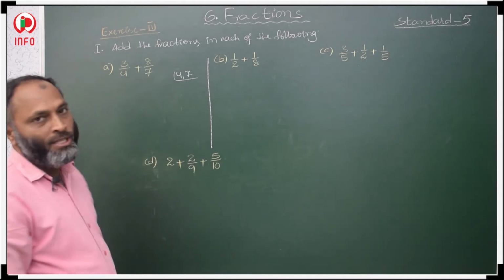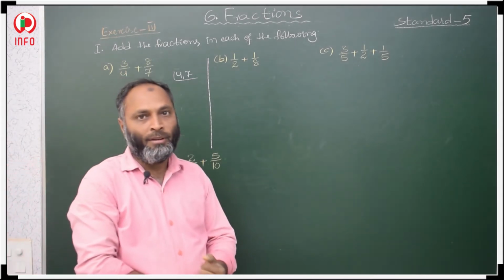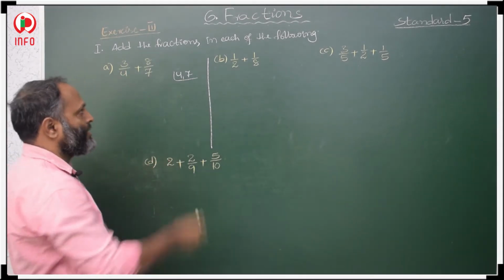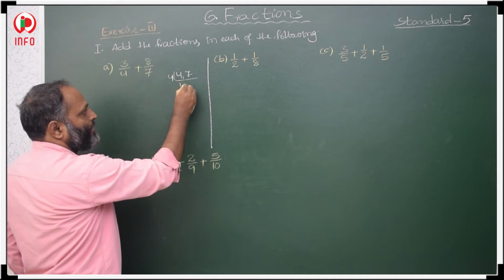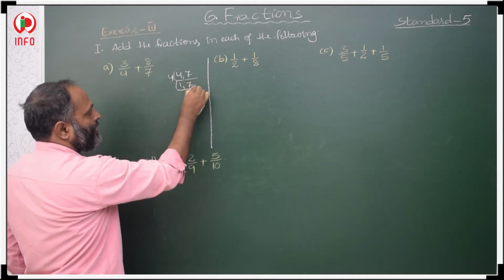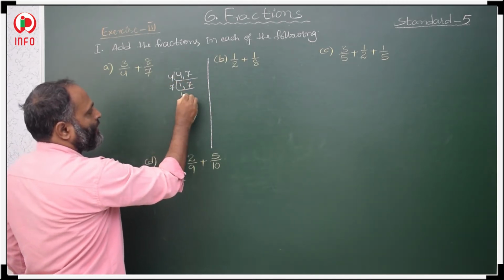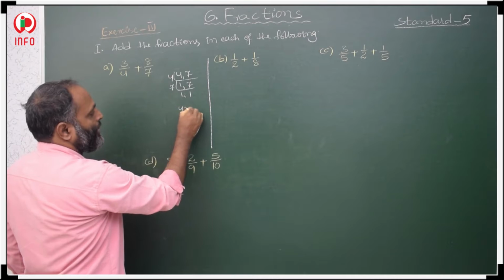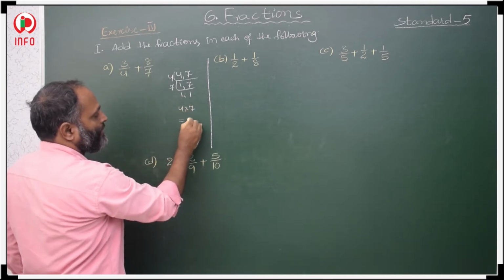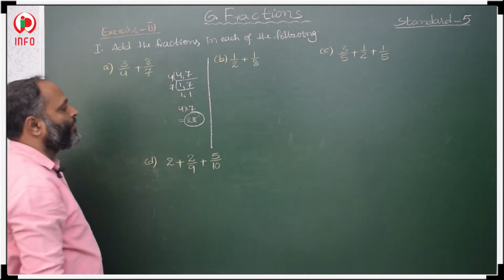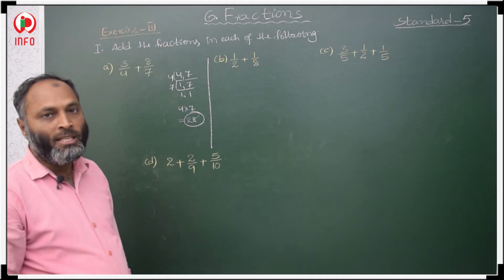So, one is a composite number and one is a prime number, so we have to take them separately. First, we take 4. 4 ones are 4 and 7 as it is, and after that 7. 7 ones are 7. 4 into 7, 4 sevens are 28. 28 is the LCM.